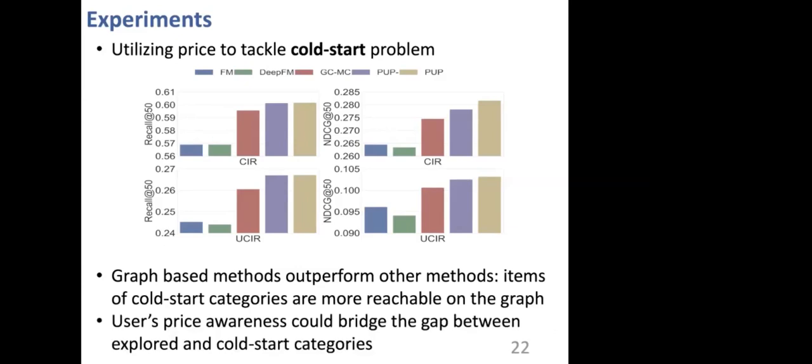The next observation is PUP and PUP- performs better than GCMC. GCMC is a CF method which does not consider price. So if we incorporate price and category into the system, it will help us to better transform from what we learn in the explored category to the cold start categories.